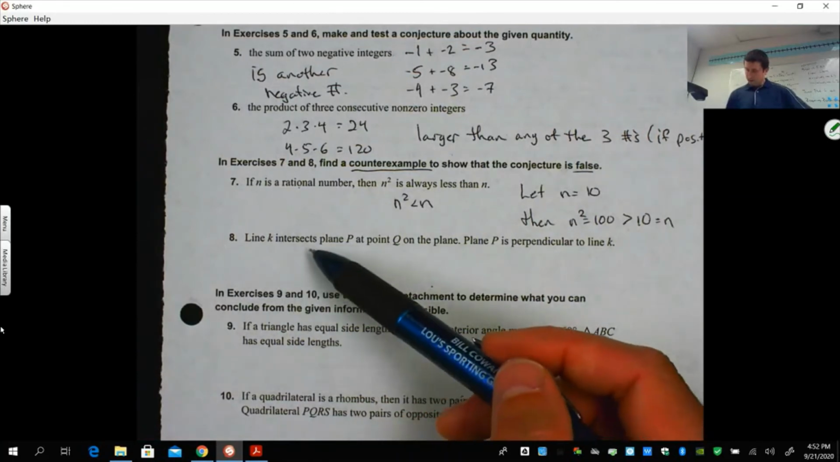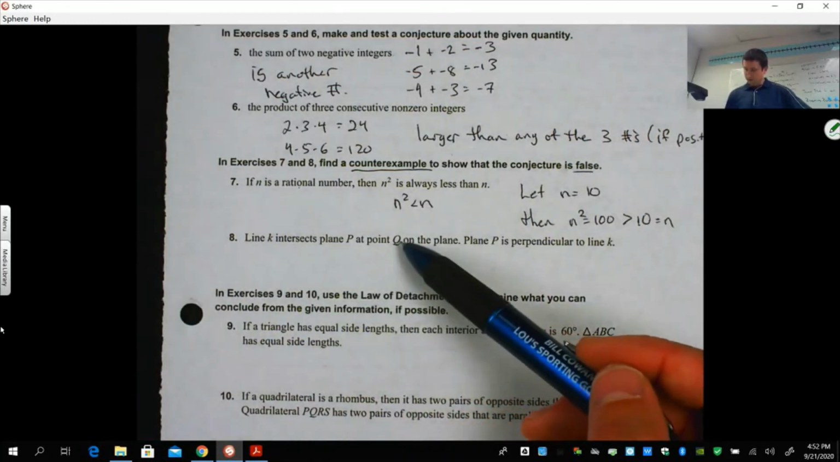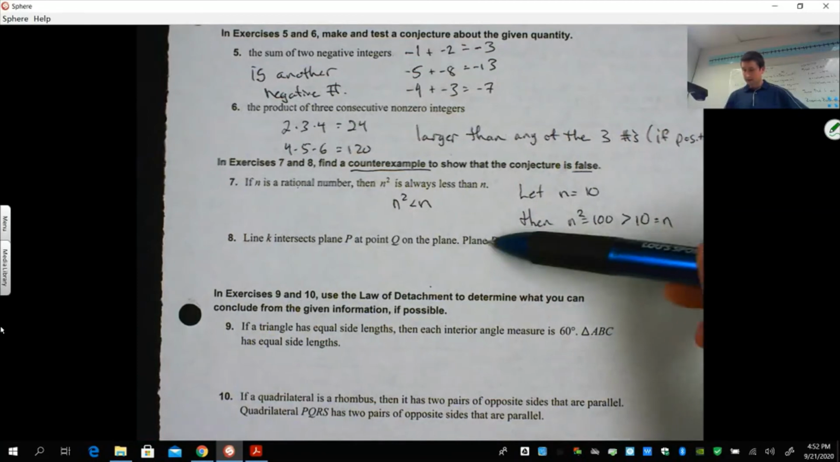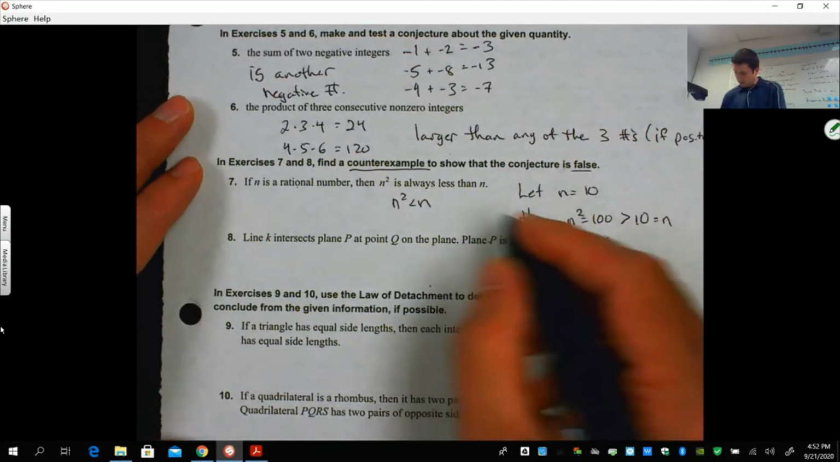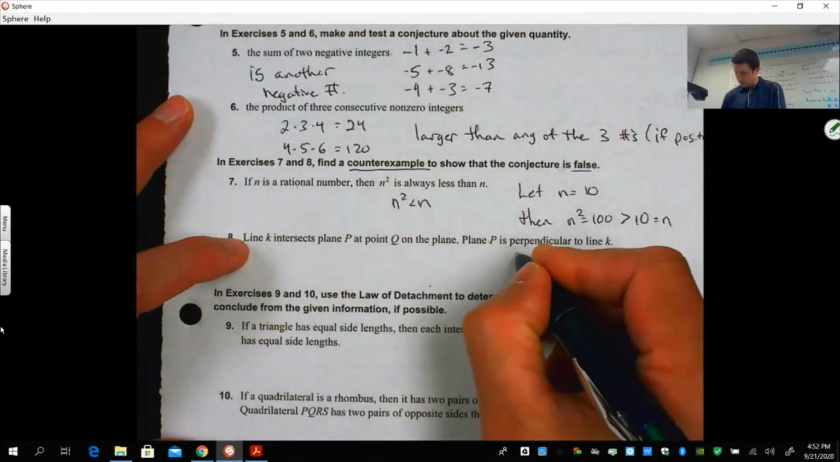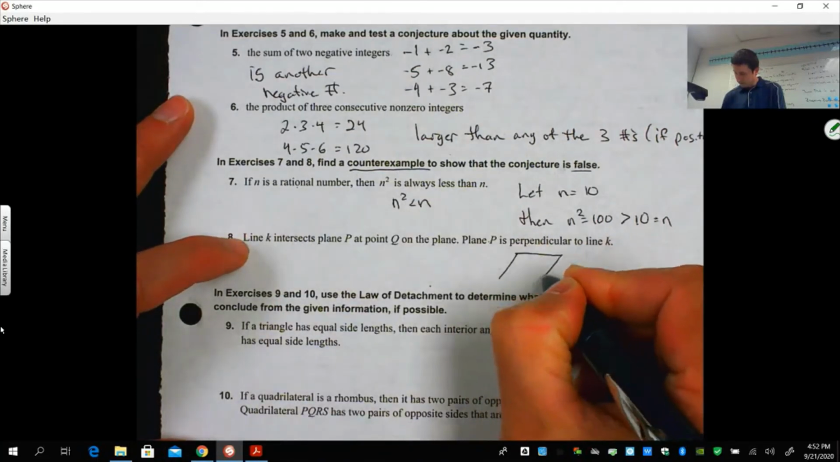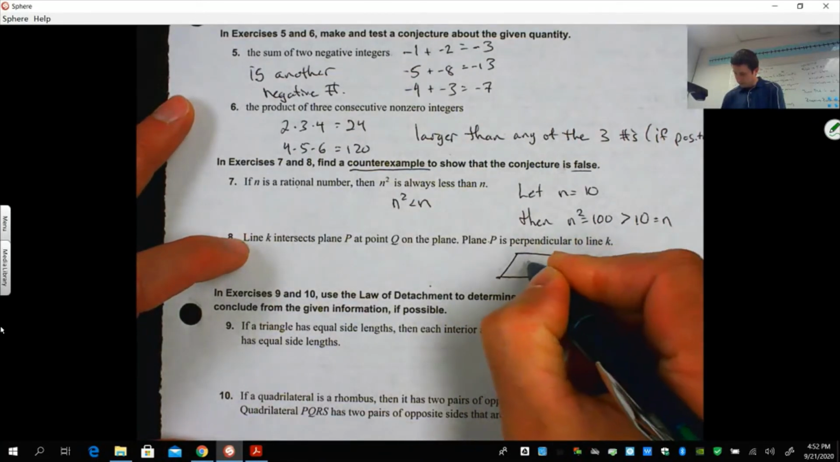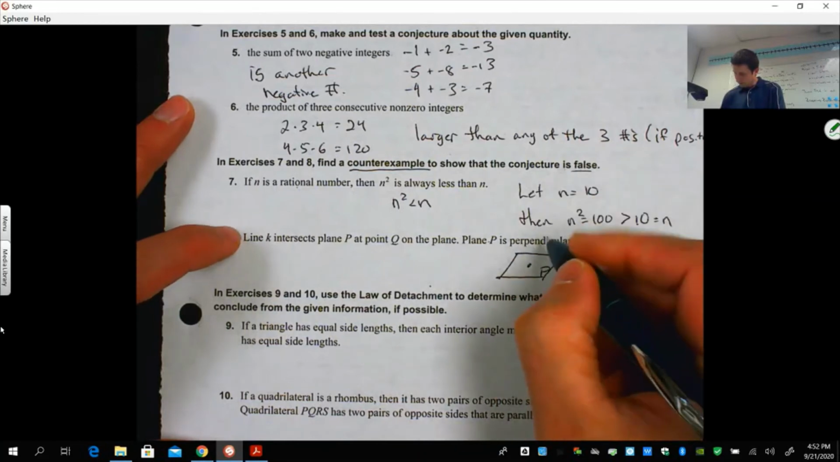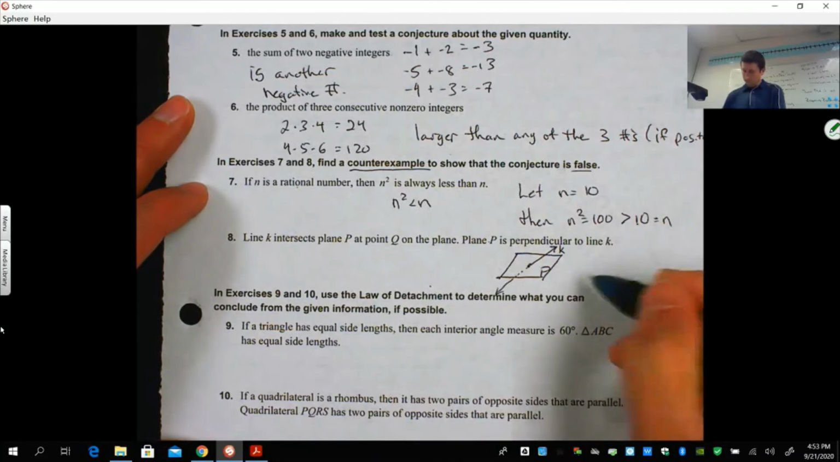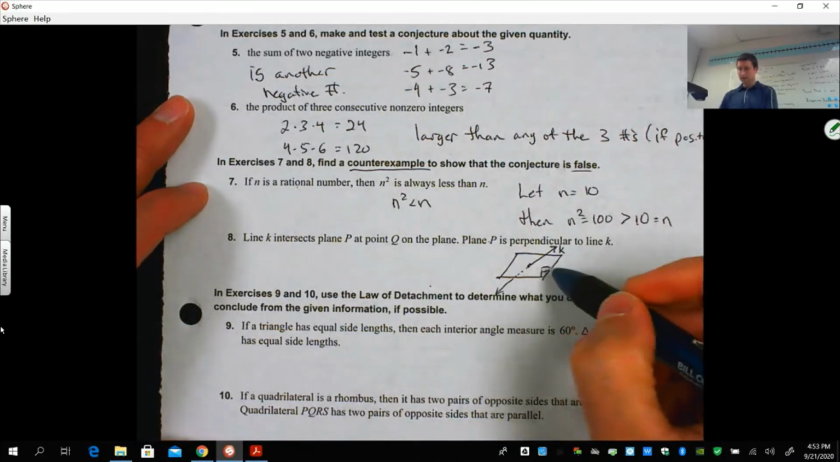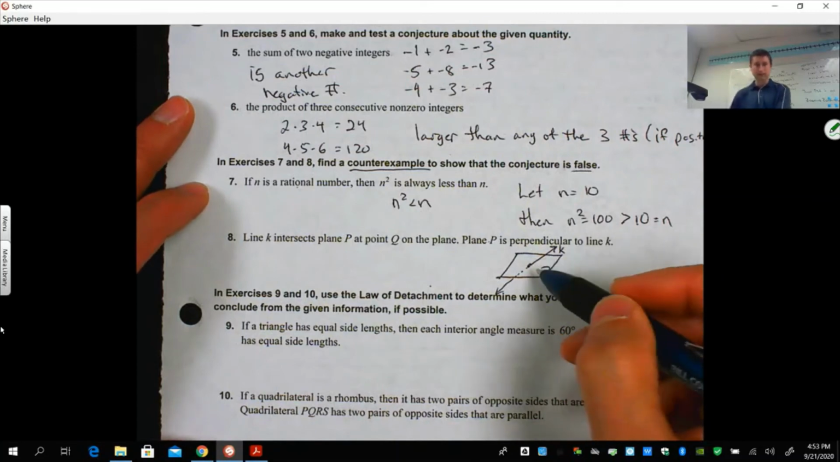Line Q intersects plane P at point Q on the plane. Plane P is perpendicular to line K. So we have line K intersecting plane P. There's plane P. And we want a counterexample. And that is not a 90-degree angle. Perpendicular says it has to be 90. It doesn't have to be 90.